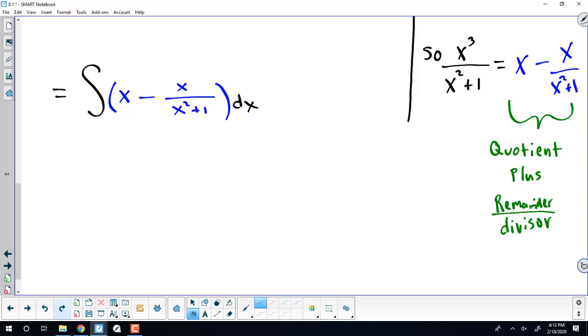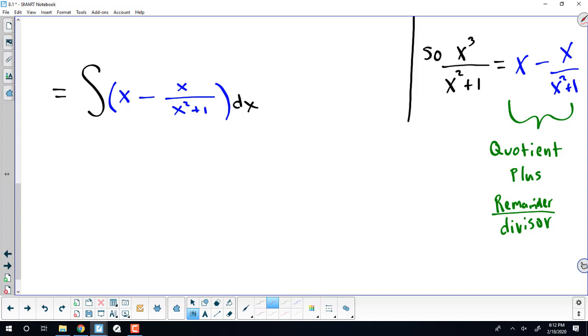Okay, so that definitely helped us with this first term, right? Find the antiderivative of x. What about the antiderivative of x over x squared plus 1? Can we do that? Yeah. So this right here should be a u substitution, or did we talk about logarithmic form? I think we talked about that in chapter 6, didn't we?